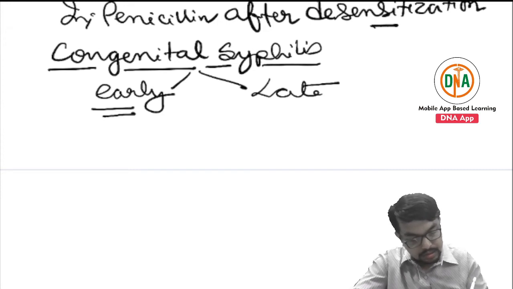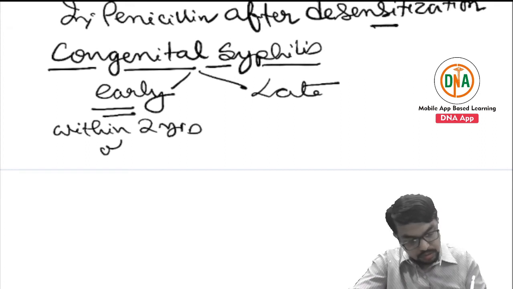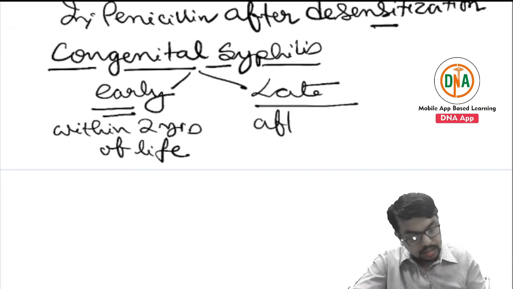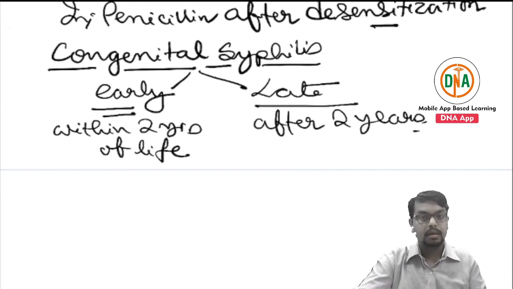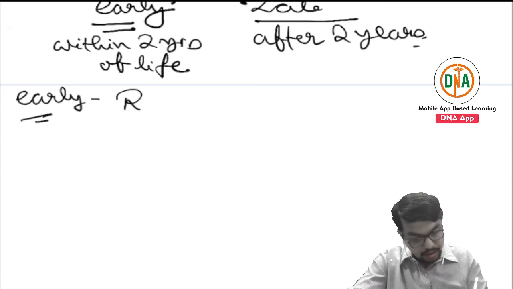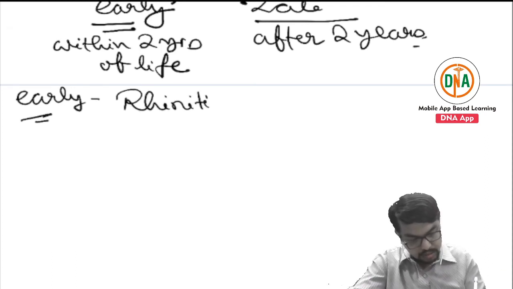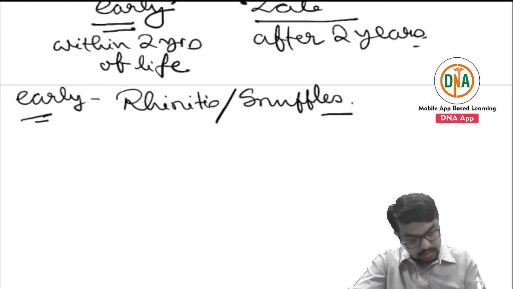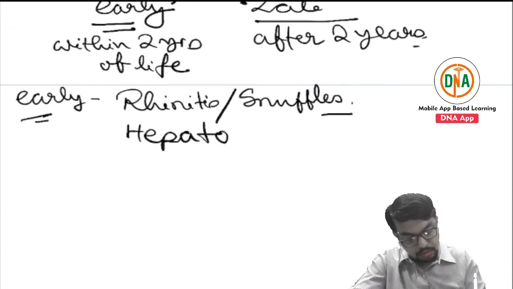Early congenital syphilis presents within 2 years of life. And late congenital syphilis presents after 2 years. So what are the features of early congenital syphilis? The baby will have rhinitis or snuffles. There will be hepatosplenomegaly.